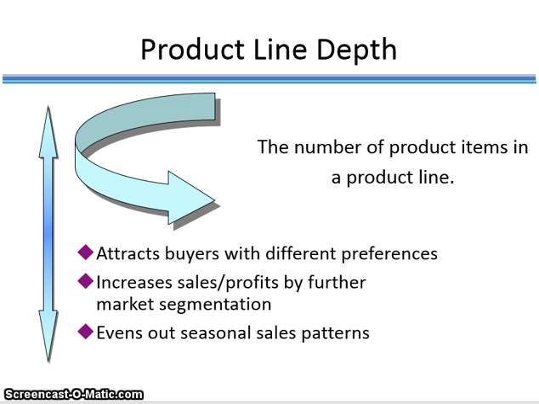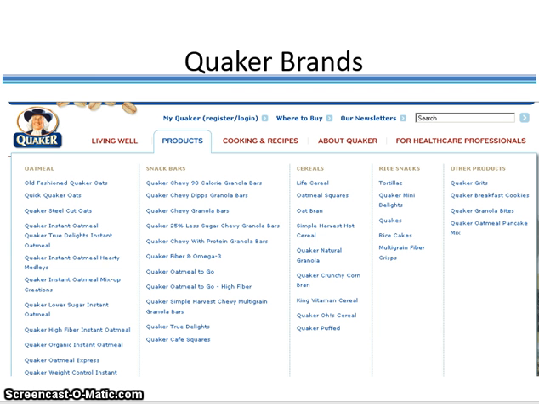The depth of the product line has to do with how many product items are in a specific product line. And generally it is done to appeal to the different preferences of its target market segment. So again, take a look here at Quaker Brands and tell me which of the product lines is the deepest that you see on this visual.